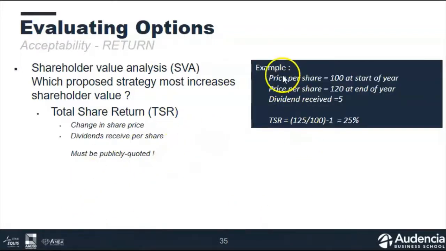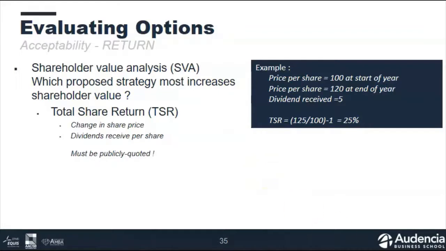So if we take an example, here we have a price per share of 100 at the start of the year. The price per share goes up to 120 by the end of the year, and we receive a dividend of 5. So we've made a TSR of 125 divided by 100, or 25%. Just makes sense.